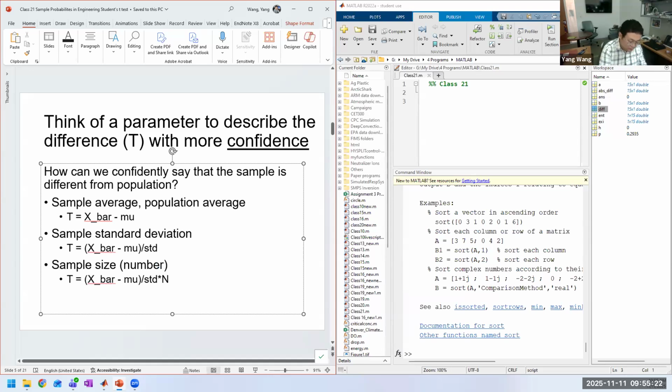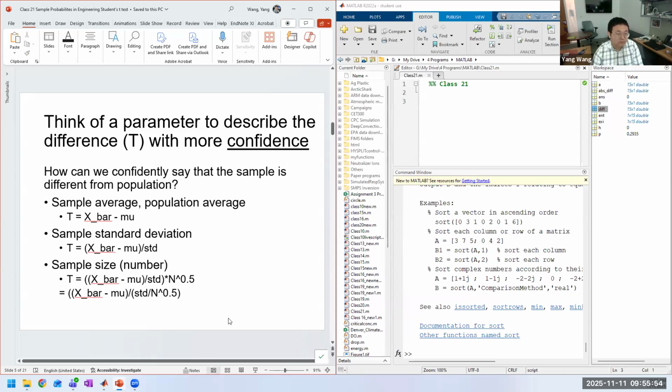Let's say n to the power of 0.5. Note that this n here is basically outside this bracket, or if you want to show it in another way, you can do it as x bar, we divided standard deviation divided by the sample number to the power of 0.5, right? The square root of n.